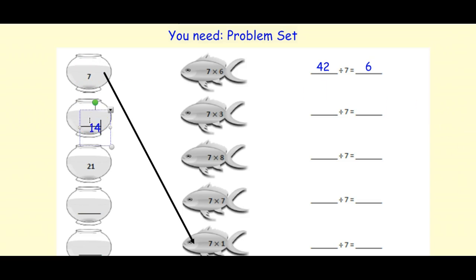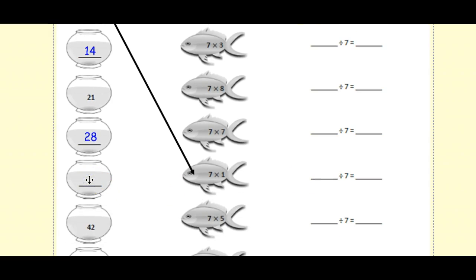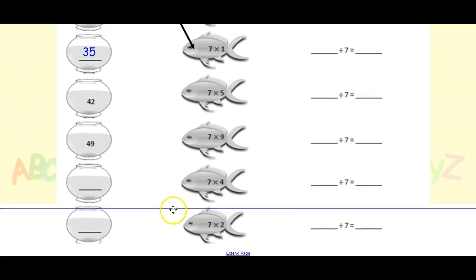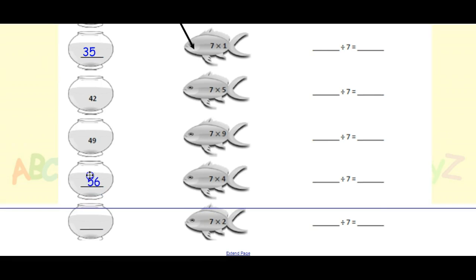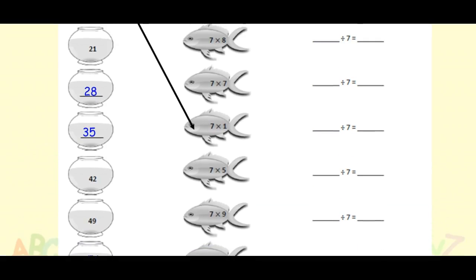So after 7, I know comes 14. After 21, I know comes 28. After 28, I know comes, counting by 7, 35. After 42, when I'm counting by 7s, comes 49. After 49, I'm counting by 7s, comes 56. And after 56 comes 63. You notice it does not go to 70, so you're not going to have a 7 times 10 or a 10 times 7.